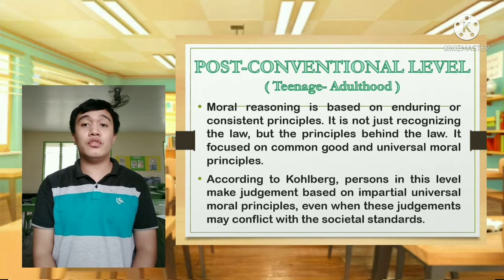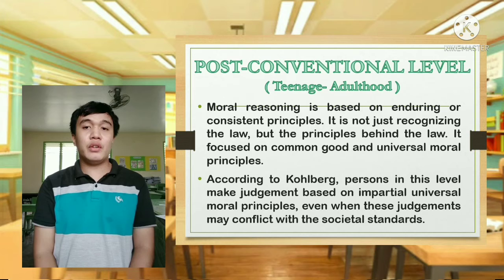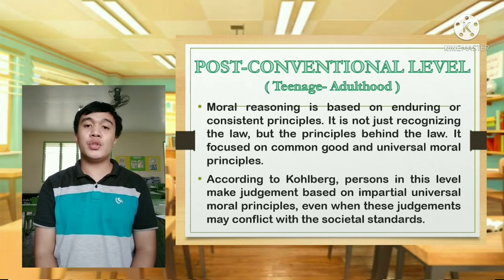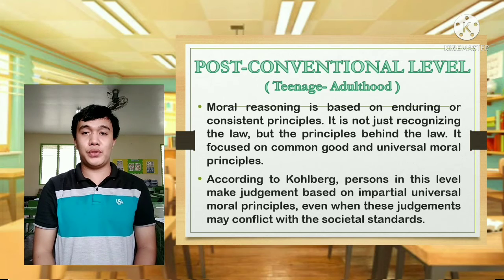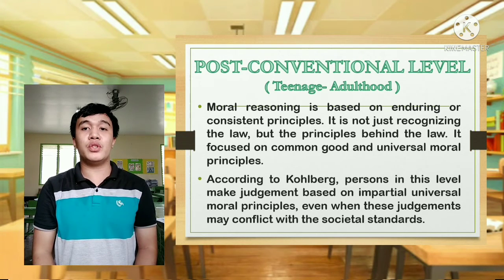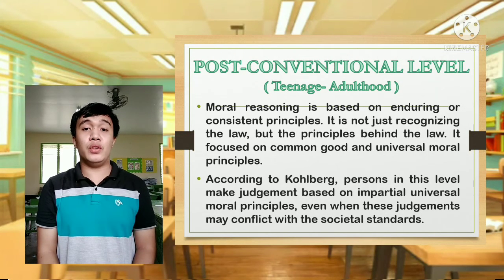After the conventional level follows the third and last level of Kohlberg's stages of moral development, which is the post-conventional level, which happens from the teenage years to adulthood. In this level, moral reasoning is based on enduring or consistent principles. It is not just recognizing the law, but the principles behind the law. It focuses on common good and universal moral principles. According to Kohlberg, persons in this level make judgments based on impartial universal moral principles, even when these judgments may conflict with societal standards. Under the post-conventional level, we have stage 5 and stage 6.